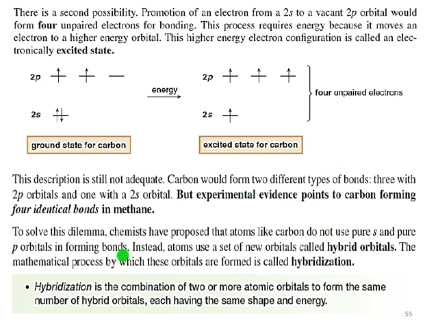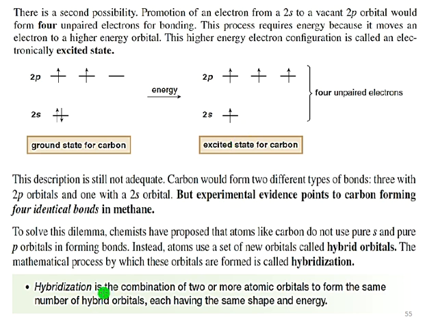And the chemists have proposed that atoms like carbon don't use a pure s and a pure p orbital. Instead they use new orbitals called hybrid orbitals. That means these are pure orbitals, and these are the hybrid orbitals. For this reason we say hybridization.